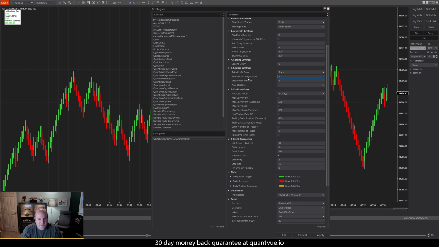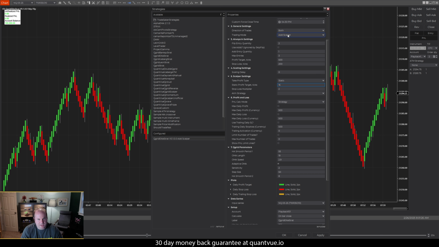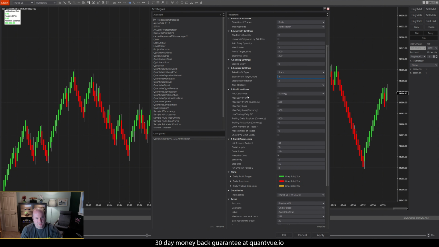So static take profit. This is our profit in ticks. So right now it's at 16 ticks, which is 4 points of NQ. And then we have a stop loss multiplier of 2. So our take profit is 16 ticks with a stop loss multiplier of 2. Our stop loss would be 32 ticks. ATM strategy we're skipping over because we have this set to ad scalper, not ad scalper ATM.